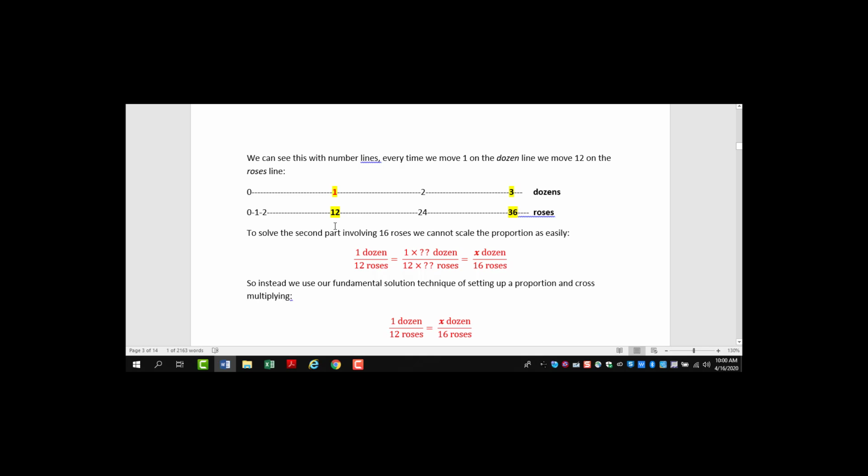And here it is on the number line. 1 dozen, 12 roses, 2 dozen, 3 dozen. The second part is we have 16 roses. We want to find out how many dozen is equivalent to 16 roses. Well, here's our conversion scale here. 1 dozen is 12 roses. Now, I don't know what you would multiply 12 by to get 16 roses. You can figure it out, but it's a little bit more difficult.